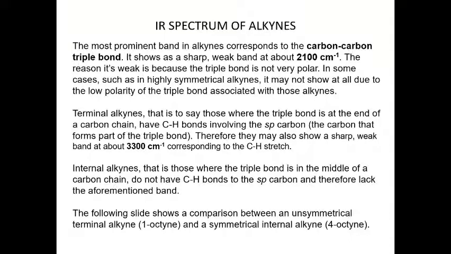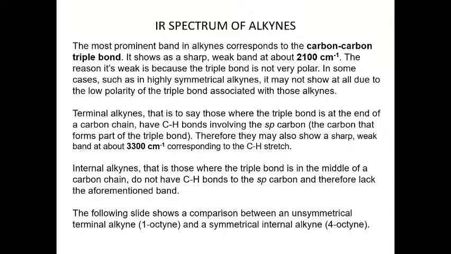Terminal alkynes, that is to say those where the triple bond is at the end of the carbon chain, have a CH bond involving the sp carbon, the carbon that forms part of the triple bond. Therefore, they may also show a sharp, weak band around 3300 inverse centimeters, corresponding to the CH stretch. Internal alkynes, those where the triple bond is in the middle of the carbon chain, do not have a CH bond to the sp carbon, and therefore lack the aforementioned band.